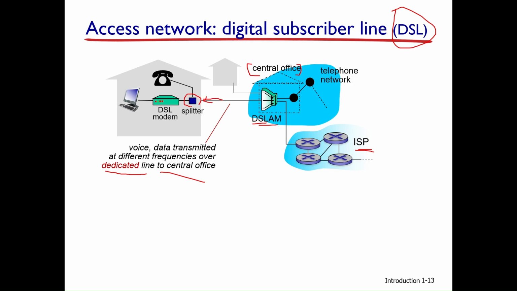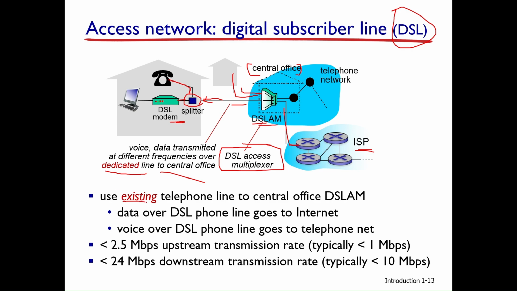In the home, we have a splitter which splits the voice to the telephone and the remaining to the DSL modem. The DSLAM is a DSL access multiplexer which connects every home to the internet service provider. We use the existing telephone line to the central office DSLAM. Data over the DSL phone line goes to the internet, and voice over the DSL phone line goes to the telephone net.